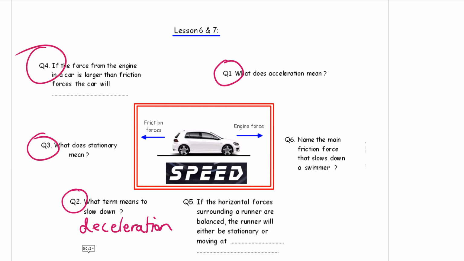Question 4. If the force from the engine is larger than friction forces, the car is going to speed up. It's going to accelerate. Question 5. If the horizontal forces surrounding a runner are balanced, they're equal but opposite. The runner will either be stationary, not moving, or they will be moving at a constant speed or a steady speed.